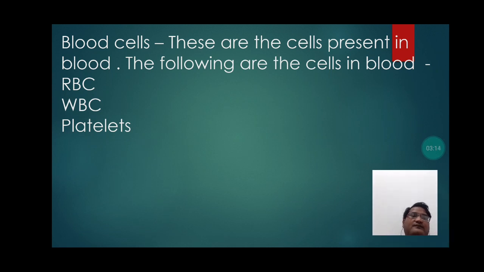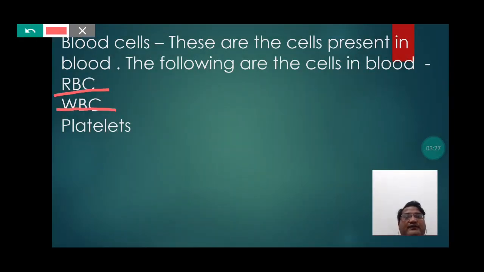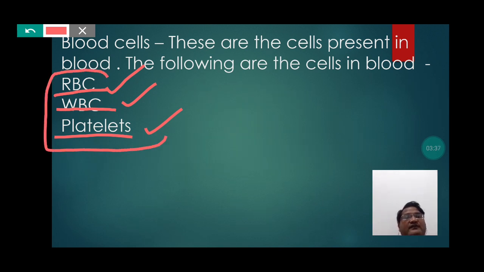Blood cells. These are the cells present in blood. The following are the cells in blood: RBC, WBC, and platelets. So students, the three most important components of blood are RBC, WBC, and platelets. And these three blood cells taken collectively form the blood cells.